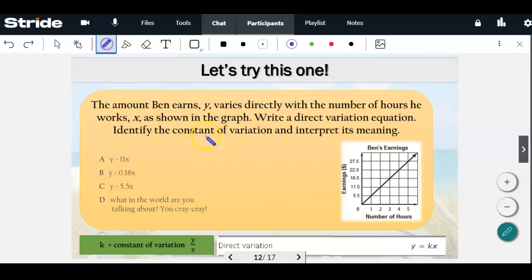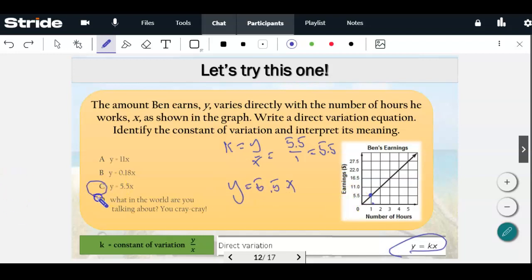Remember, it's just going to be y over x. K is equal to y over x. Y at this point is 5.5. Our x value is 1, which just simplifies to 5.5, and that is our k. So you just write that as 5.5x. So the answer here would be C.